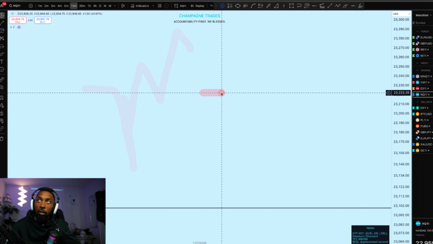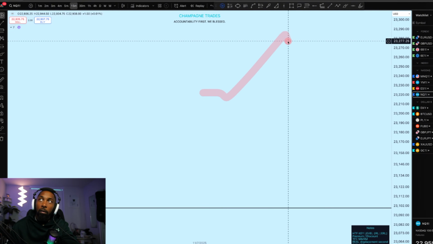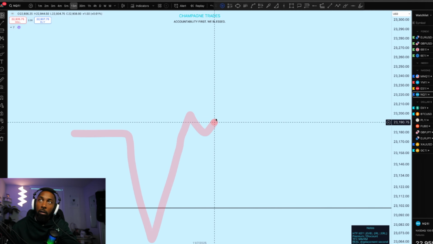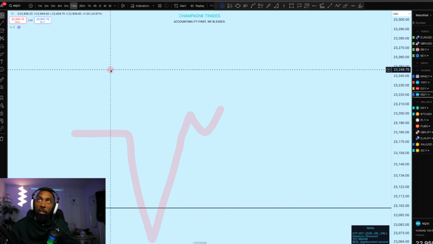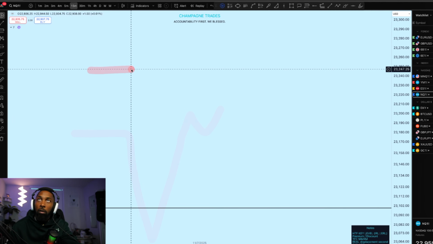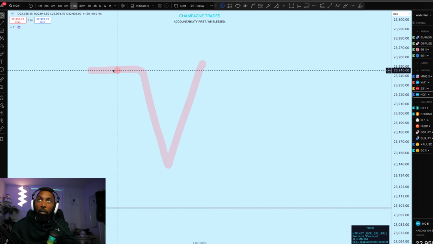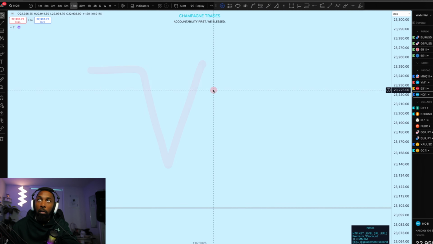So sometimes it could just look like this. Sometimes it might look like this. Still a bullish candle. This is a doji for people who don't know. That's a doji, right? You see the open up and then the body's getting, that becomes a wick.